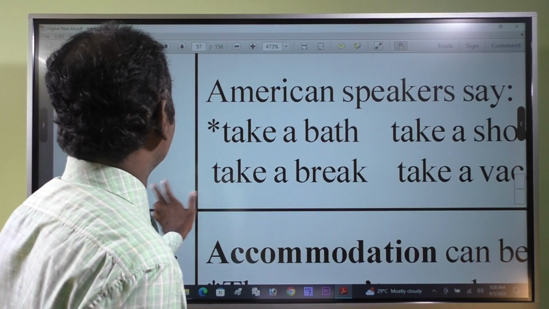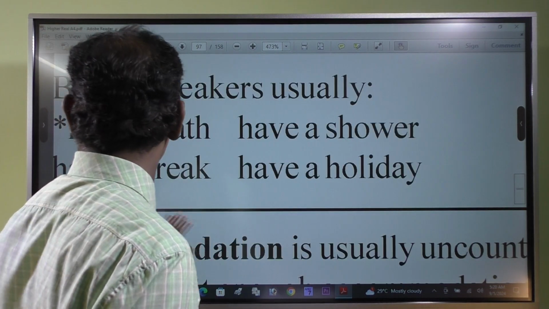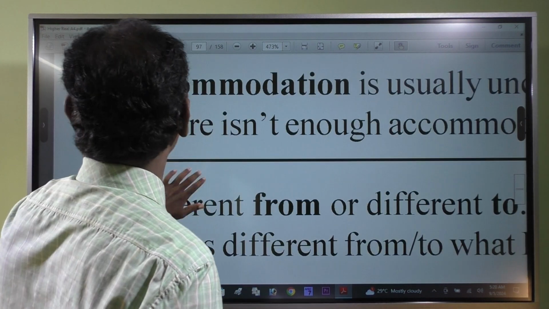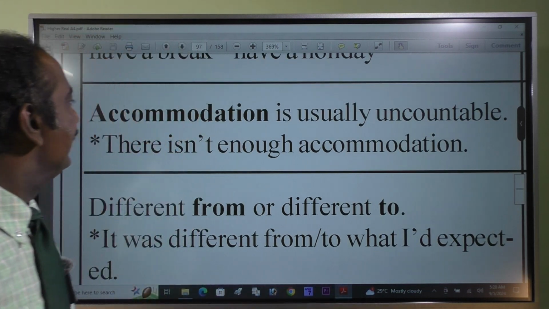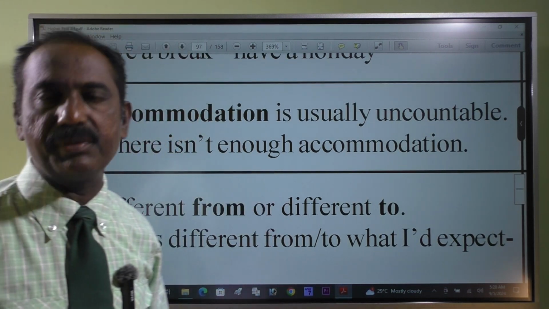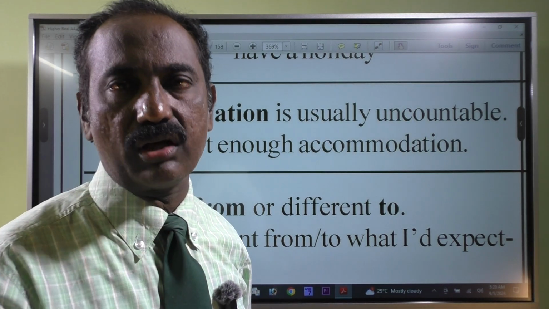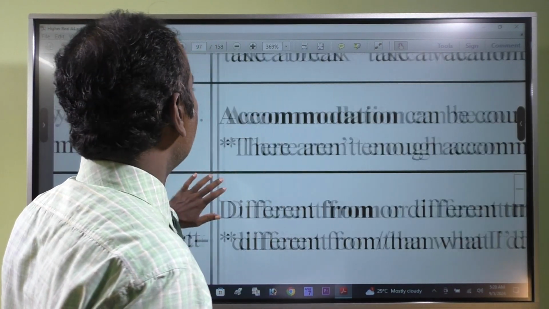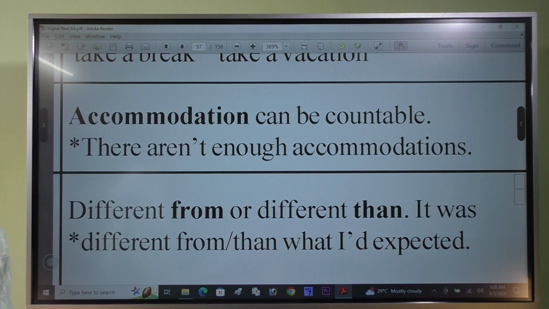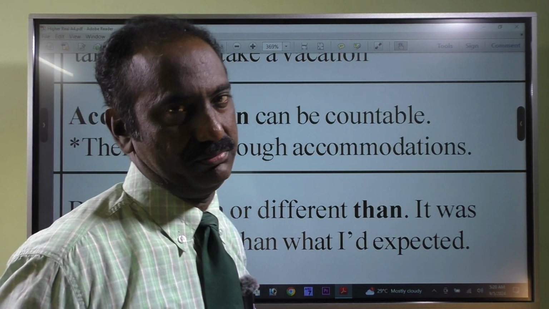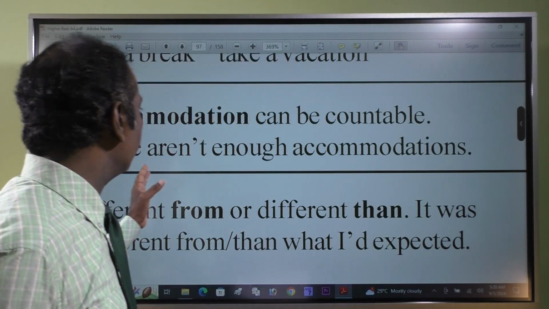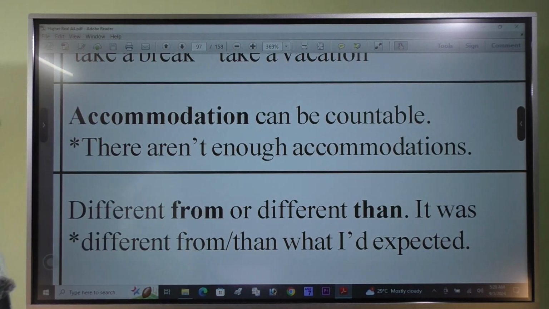Okay, let us come to the other point. For accommodation, these people usually use: there isn't enough accommodation, or there is not enough accommodation. But Americans say, there are not enough accommodations. Actually it is an uncountable noun, but they are making the uncountable noun countable here.